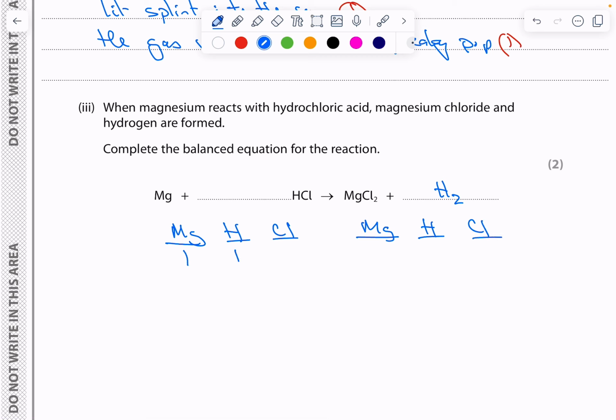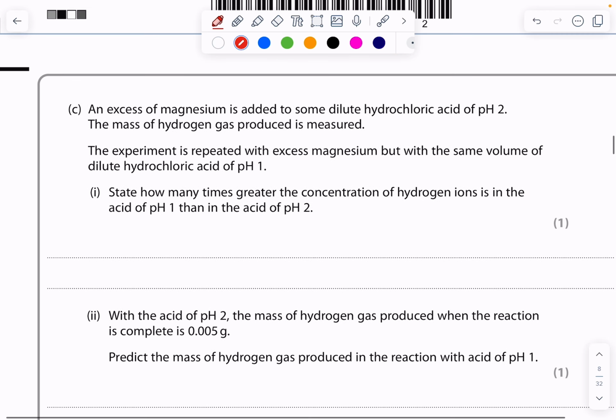On this side, there is 1 magnesium, 1 hydrogen, and 1 chlorine. On this side, I've got 1 magnesium, 2 hydrogens, and 2 chlorines. So I need to get my hydrogens and chlorines working. So I've put a big 2 there, which gives me 2 of those and 2 of those. It's worth 2 marks. I get 1 mark if I put that in, and 1 mark for getting the hydrogen in the right place. Okay, next one.